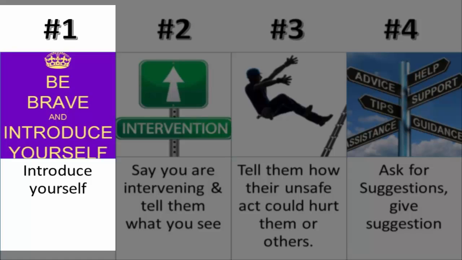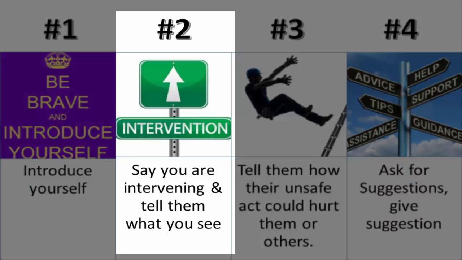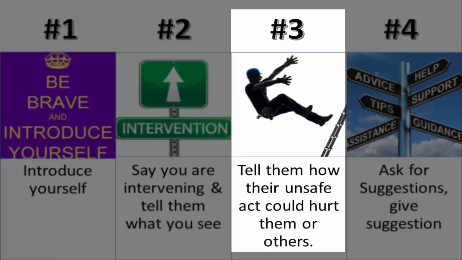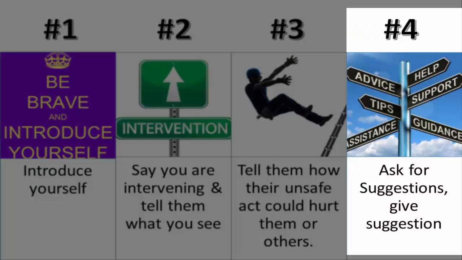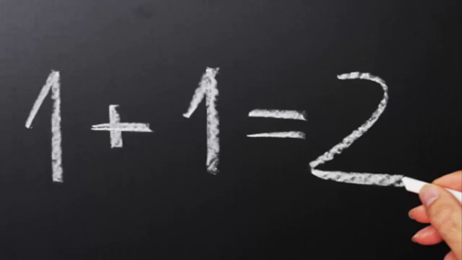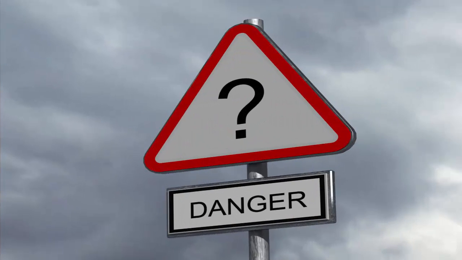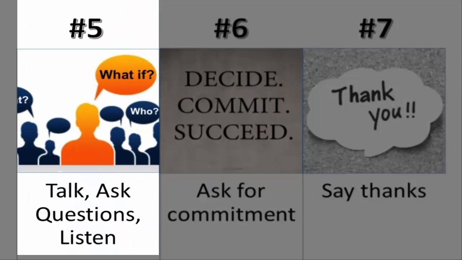Step 1, introduce yourself. Step 2, say you are intervening and say what you see. Step 3, say how they could get hurt. Step 4, ask for suggestions or give your suggestions. Most interventions are just that easy, but some require a bit more discussion to encourage long-term safe behaviors, which leads to Step 5, have the discussion. Ask questions. Ask how they can get hurt. Ask what could hurt them or others or how they could prevent it. Listen to them. Rephrase their comments. Let them know they are heard.